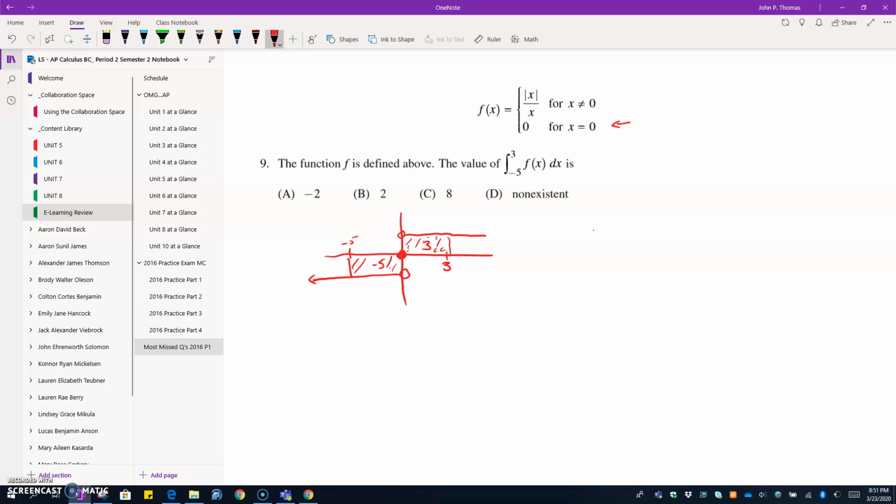Now, if I take the negative 5 plus the 3, I end up at negative 2, and my correct answer is A, negative 2.